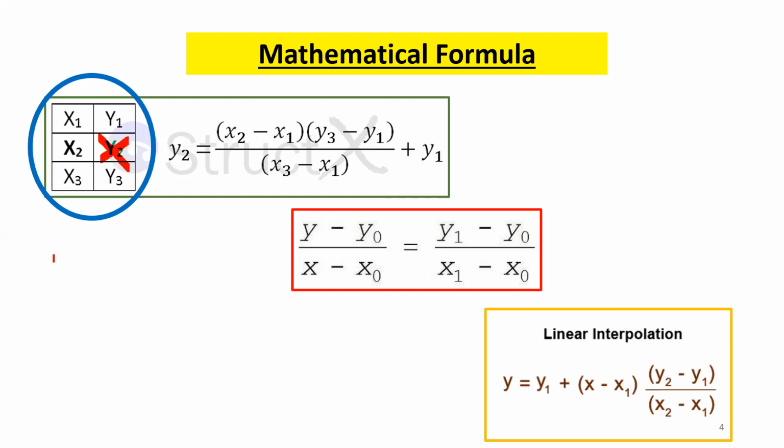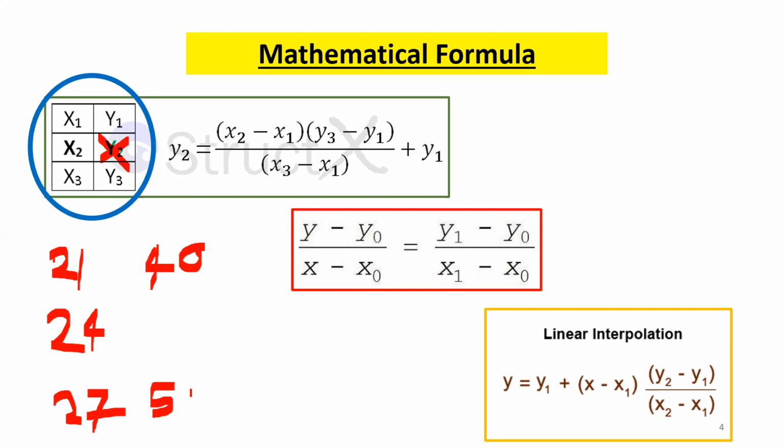Okay, I will write it down here. Suppose you have these values: 21, 24, and 27 as x1, x2, and x3. And you also have 40 for y1 and 50 for y3. Now you need to find the value for here. So you can apply these three equations. I have given you three equations.